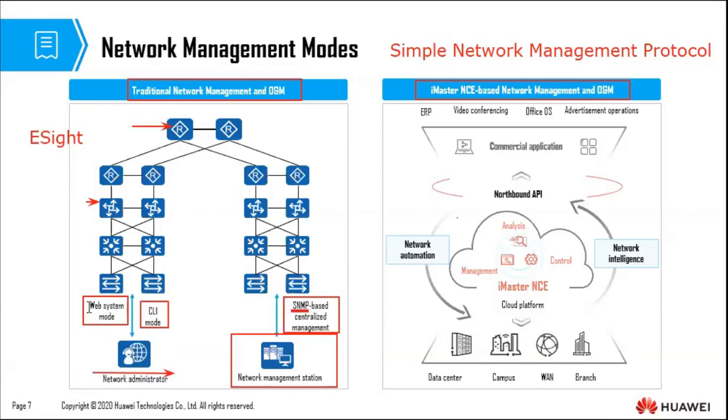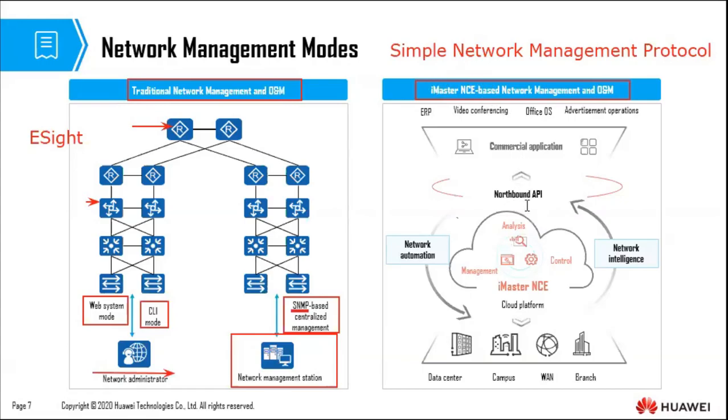So this one, web system and CLI, you only use it if the network is small. Otherwise, as the network expands, it's going to be quite untenable to use those methods. If the network is a little bit bigger, then please use an SNMP-based centralized management mode. Otherwise, if your network is really large, then the solution you should pursue is using a centralized device to manage your network. That device for Huawei is called iMaster NCE.